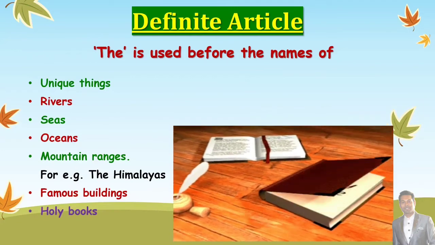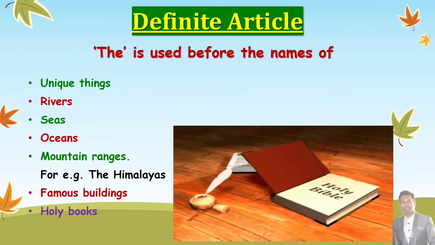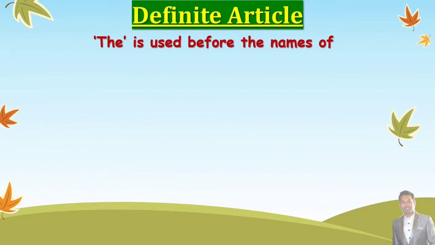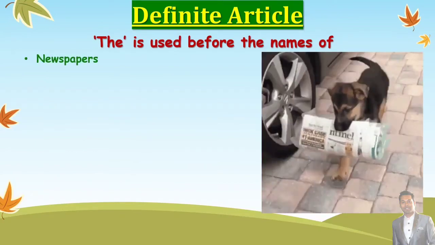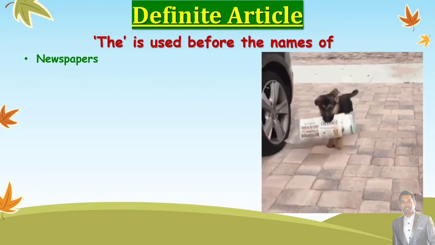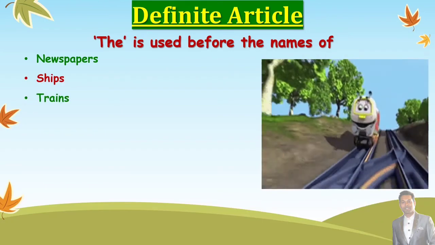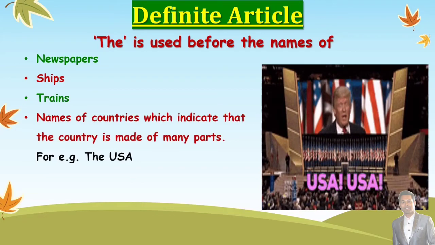Holy books. So we use the before the names of holy books. For example, the Bible, the Bhagavad Gita, the Guru Granth Sahib. We always use the before names of holy books. The is used before the names of newspapers. For example, the Hindustan Times. Before the names of ships and even trains. For example, the Shatabdi Express. Before the names of countries, not all countries, only those countries which indicate that the country is made up of many parts. For example, the USA.